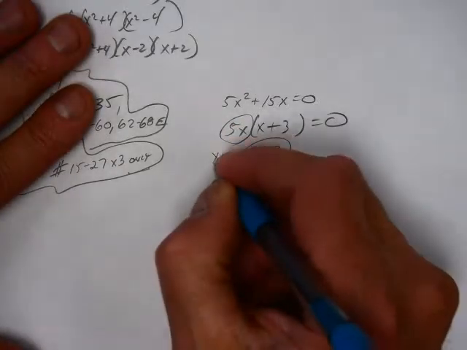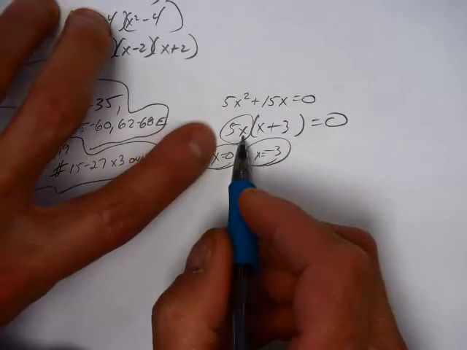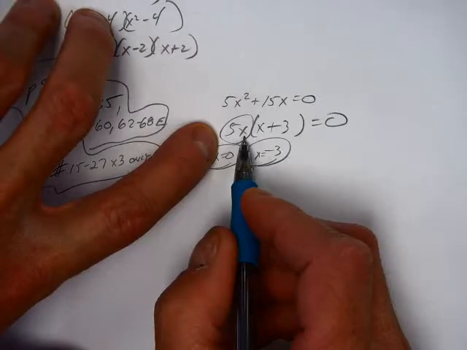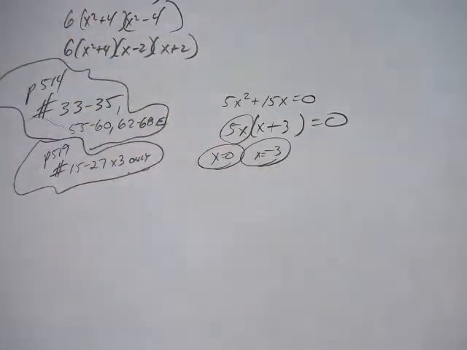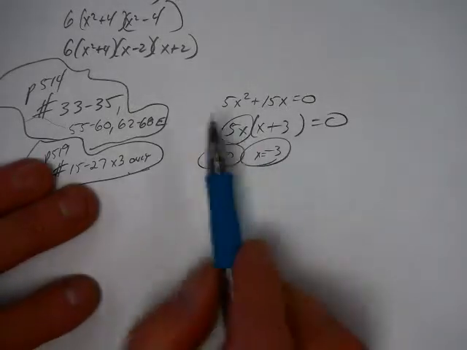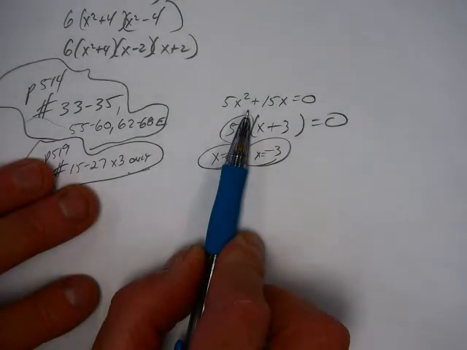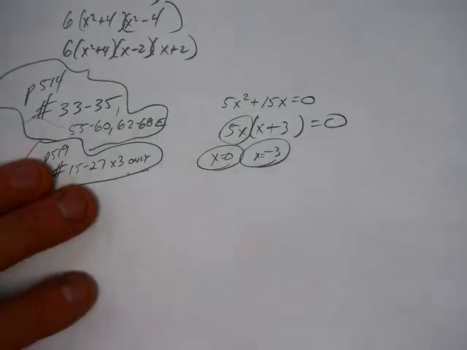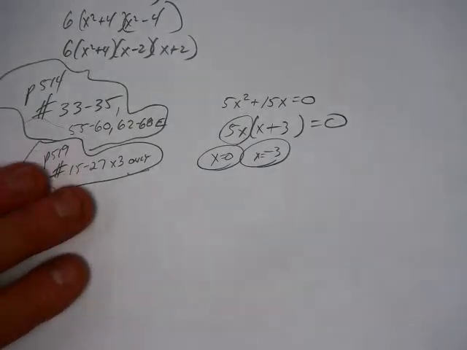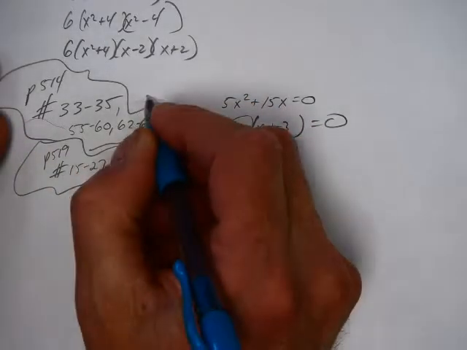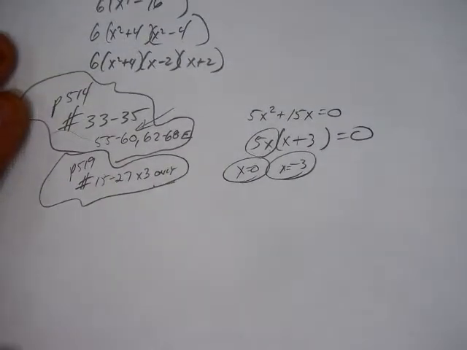0. So whenever you have a variable that's hanging out front with nothing added or subtracted, your answer is just 0. Okay? If it was just 5, well, then it wouldn't give me another solution. But if there's a 5x, my solutions would be 0 and negative 3. Okay, you're going to need that on 55 through 60. Okay. Go.